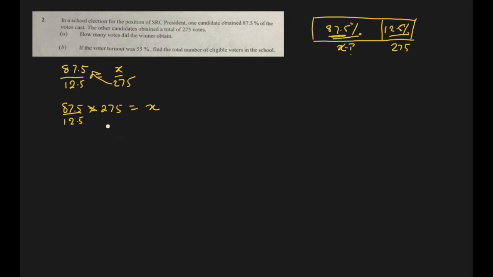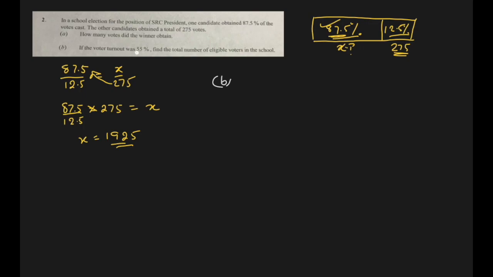So when I do this, I get X equal to 1925. The winner got 1925 votes and the other person got 275 votes. That is part A. Let's talk about part B.